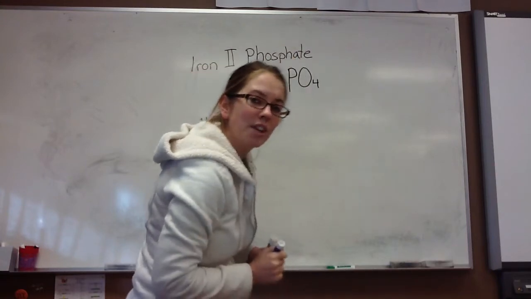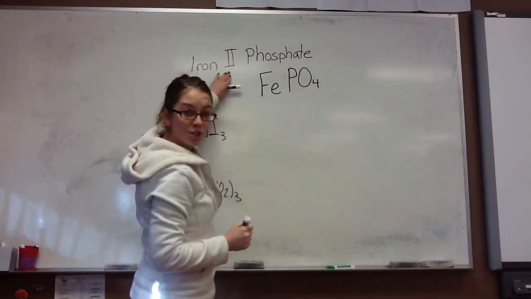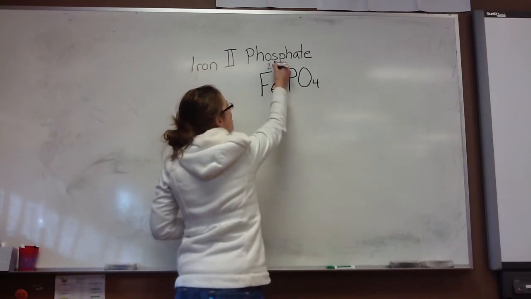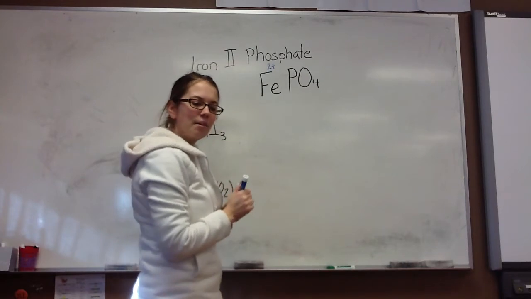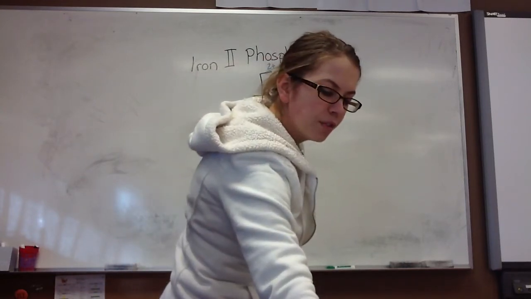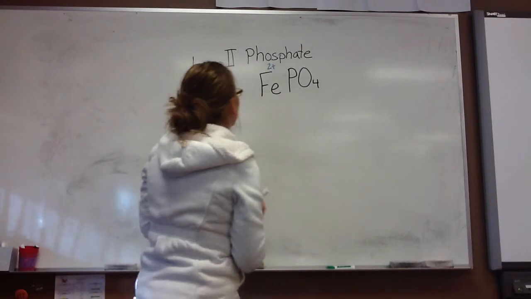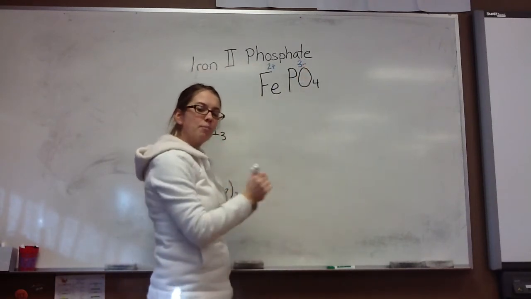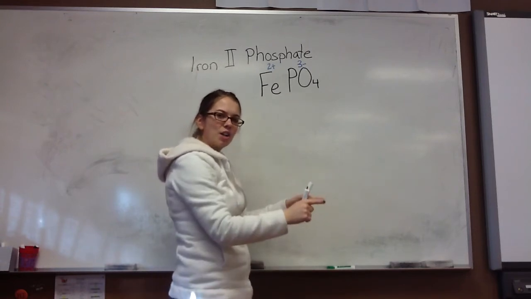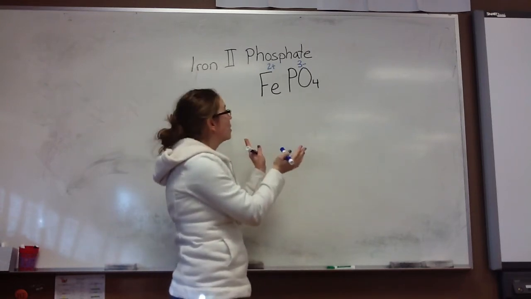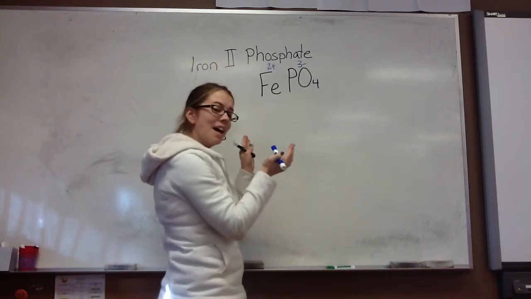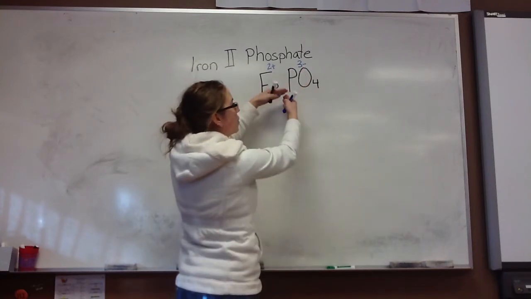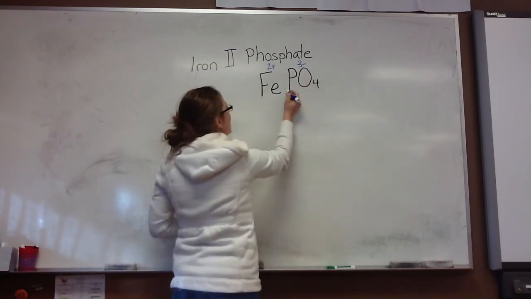The charge for iron is already given to you. It's 2. That's what the Roman numeral is for. So let's use this to help us figure out the formula. Our charge for phosphate is a -3. We want to have the same amount of positive charge as negative charge in the compound in order that the compound be neutral. A simple trick when working with bigger charges like 2 and 3 is to simply cross them. So let's try that trick now.